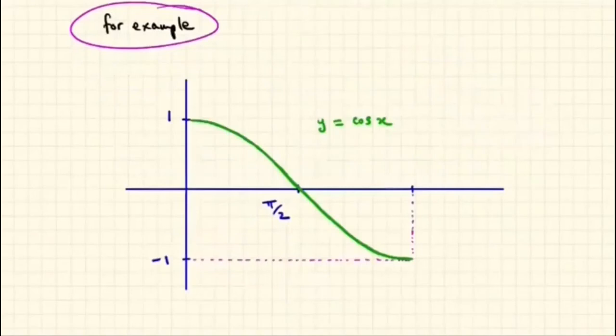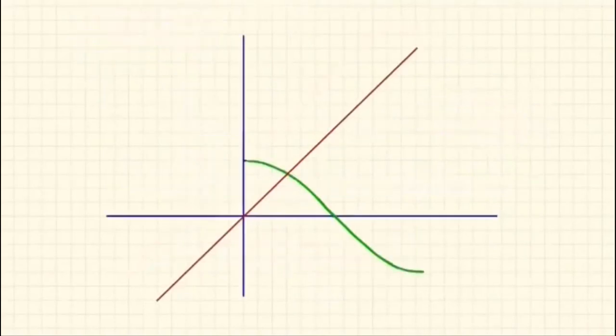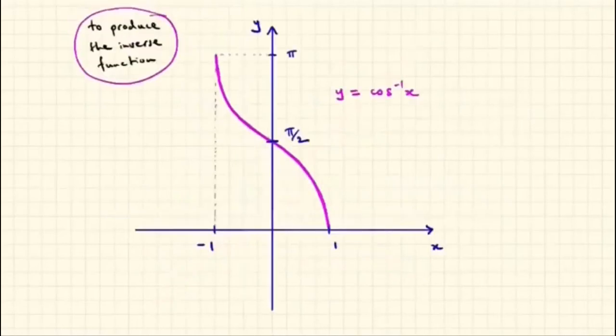If you take the restriction of the cosine curve, which is decreasing, and the line y equals x, and we make a bit more room in the vertical direction and reflect it, you produce the inverse cosine function, which is also decreasing.